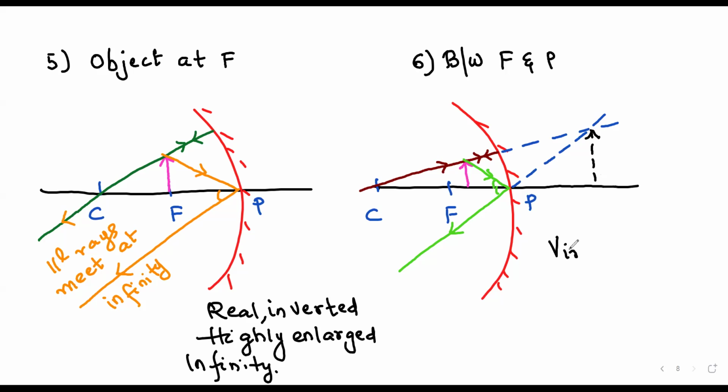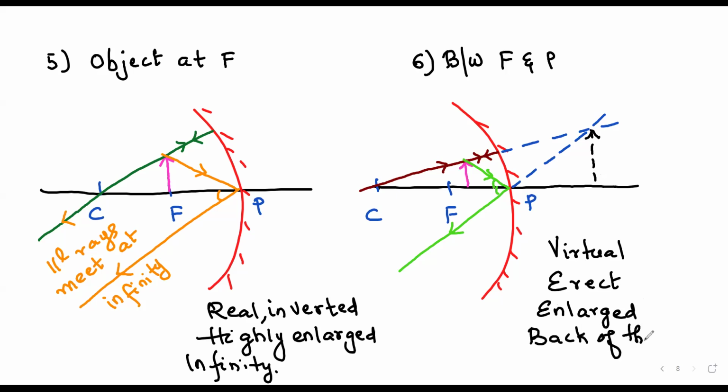So what are the peculiarities of the mirror images? It's a virtual image. Virtual images are always erect. And it is an enlarged image. You get two enlarged images in concave mirror. Okay. But one is real and one is virtual. And where is it obtained, children? Back of the mirror. So these are the 6 image formations of concave mirror.